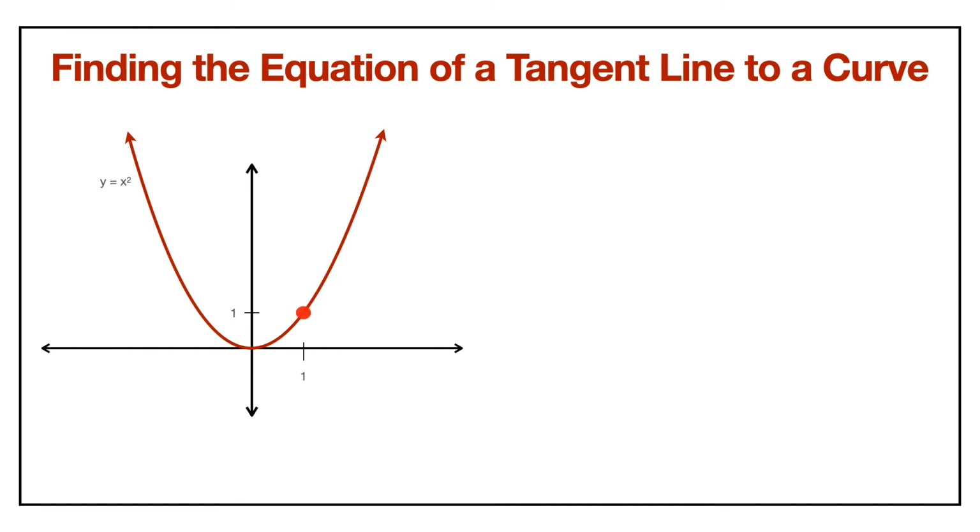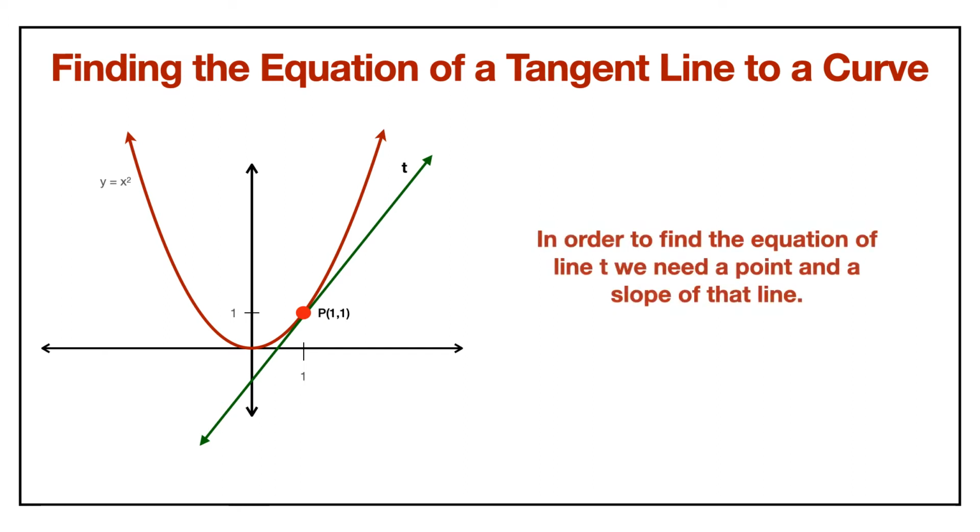We want to find the equation of the line that goes through point P at (1, 1). We want to do this because we will be able to show that the coordinate pair (1, 1) is shared by both the curve y equals x squared and the line t. This proves that the line t actually touches the curve at exactly one point, P at (1, 1), making it a tangent line.